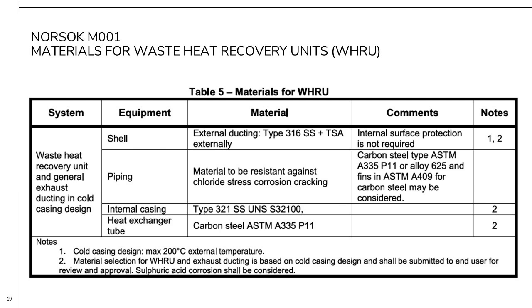Piping must resist chloride stress corrosion cracking, with options including ASTM A335 P11 carbon steel and alloy 625, and fins per ASTM A409, internal casing. Shell shall use Type 321 stainless steel for high-temperature stability, and heat exchanger tubes shall be ASTM A335 P11 for creep and oxidation resistance. All selections require end-user review and approval, and sulfuric acid corrosion risk must be considered in low-temperature zones.